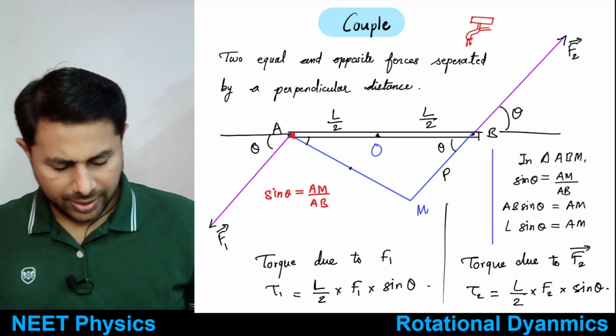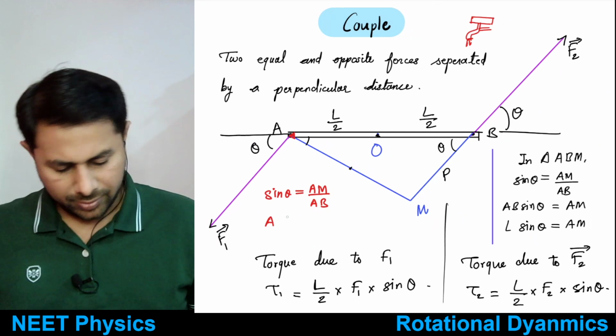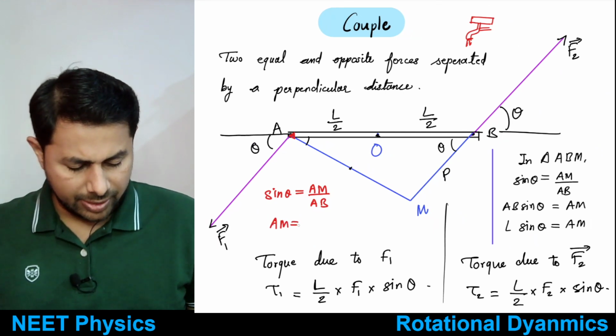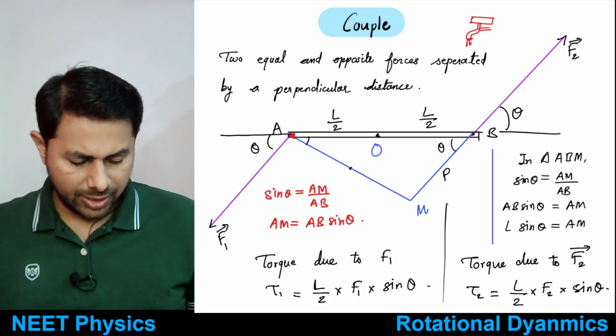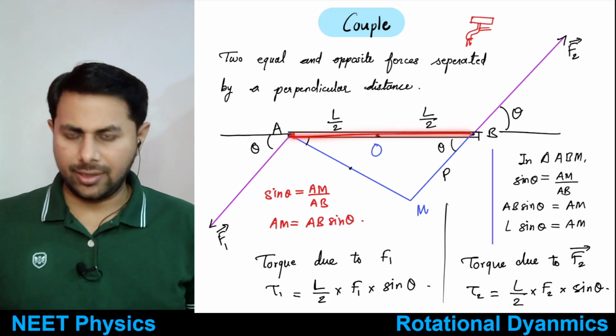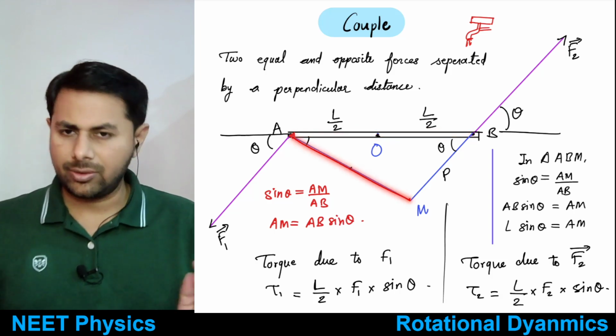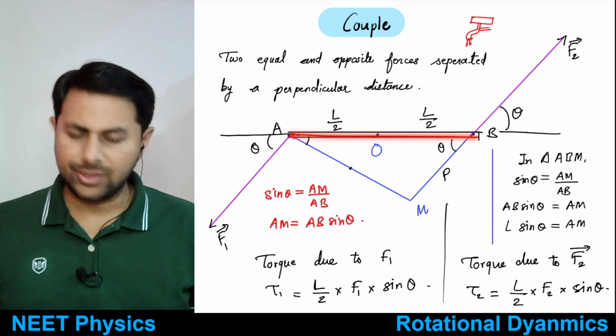And therefore what is AB? AB is equal to, what is AM? AM is equal to AB sine theta, or you can say L sine theta. AM is equal to L sine theta, right? This much distance is L.